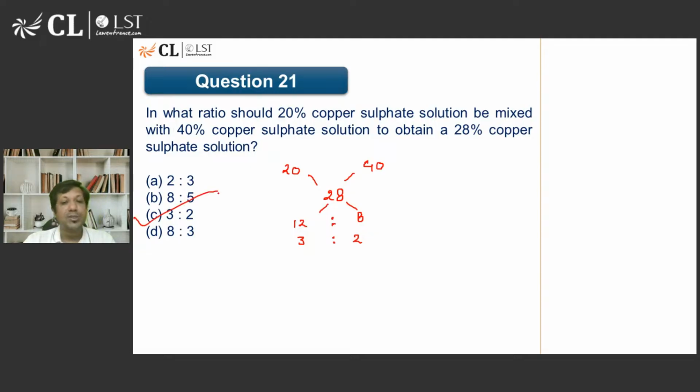That is 12 is to 8, or I can say 3 is to 2. That's directly option C. To use this concept, you should be very comfortable with mixture and alligation. These kinds of questions can be solved directly by using alligation. You don't have to invest a lot of time. Just look at the question. Whatever is being mixed comes to the top. Whatever the final value is comes in the middle. That's it, and you directly get the answer.